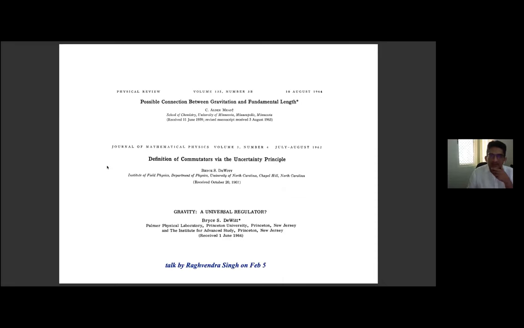Here are some older references which I'll take as motivation, but will not focus on too much. The connection between gravity and a fundamental length scale has been explored for a long time. And in fact, one aspect of this connection, which is the deformation of commutators and the generalized uncertainty principle, can also be recast in a covariant manner in terms of the tools which I am going to describe. I will mention it in my last slide. And this will be discussed in detail by Raghavendra in his talk, which is on Feb 5. That is the formulation of commutators in curved spacetime. So these are again some of the references which I'll just leave here.